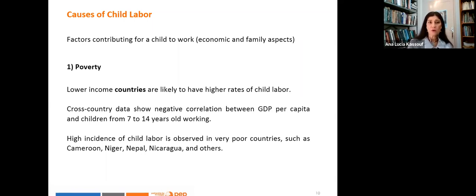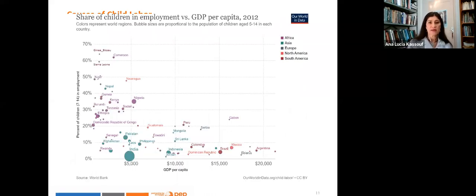It's known that lower income countries are likely to have higher rates of child labor. So cross-country data show a negative correlation between GDP per capita and children working. This picture here shows this very clearly. The colors are the regions, and the size of the bubbles is the number of children in the country. The purple is Africa. So we see here in the x-axis, GDP per capita, and in the y-axis, we have the percentage of children working. Observe that the poor countries, with low GDP per capita, have high incidence of child labor.